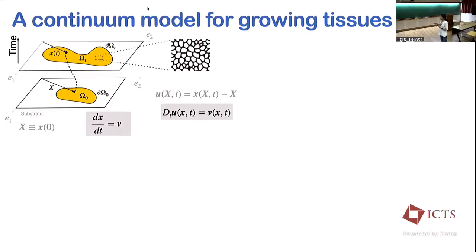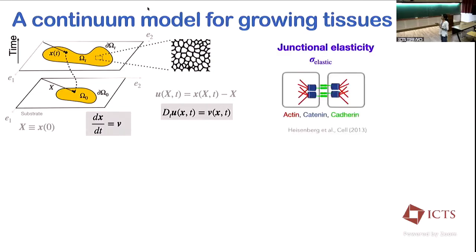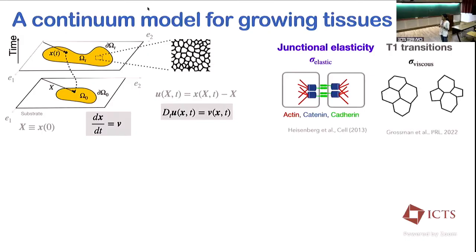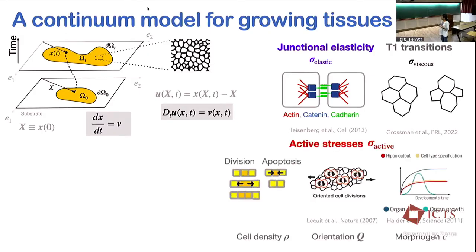We need to now define the stresses in the model. So this material is composed of cells, and cells have junctions that have these proteins that lend elastic character to the continuum. Then these cells are also constantly rearranging, which gives rise to some viscous stresses. And finally, these cells divide and die, which gives rise to these active stresses.